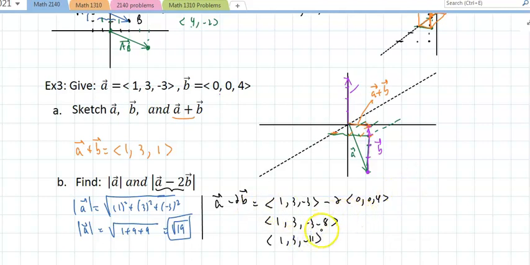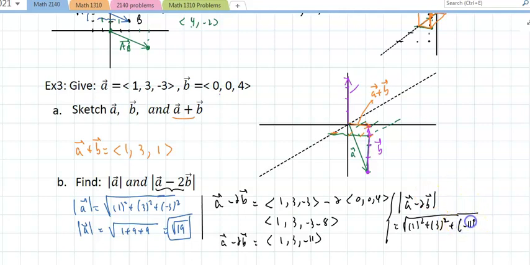And now that I have this is A minus 2B, I would say simply the magnitude of that is going to be the square root of 1 squared plus 3 squared plus negative 11 squared. I gotta work better at my writing. I apologize. So that would be the square root of 1 plus 9 plus 121. That is the square root of 131. There it is.